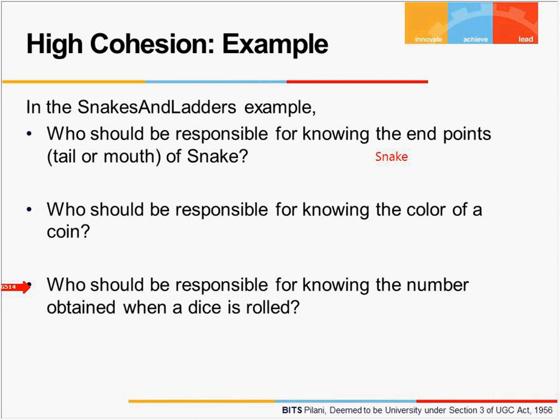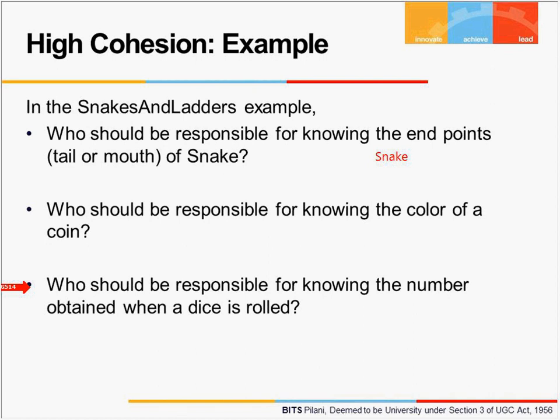The question is, who would be responsible for knowing the number obtained when a dice is rolled? The question that this person mentioned: instead of knowing, you say who should be responsible for storing the number obtained when a dice is rolled, right? The reason I used the word knowing is that, going back to my first slide, we said there are two kinds of responsibility: doing responsibility and knowing responsibility, right? Effectively, knowing and storing could be used interchangeably here. What you are saying, storing, is right, and what I am saying, knowing, is right, but I use the terminology knowing because of those two kinds of responsibilities: doing and knowing.